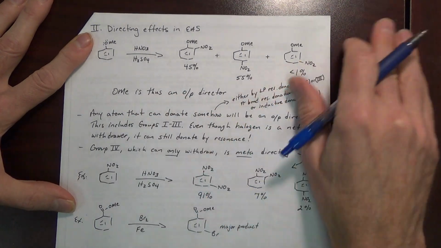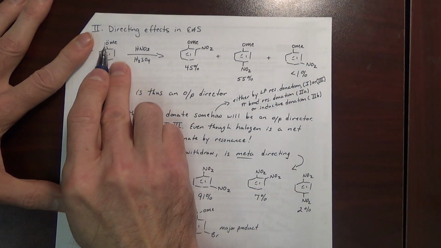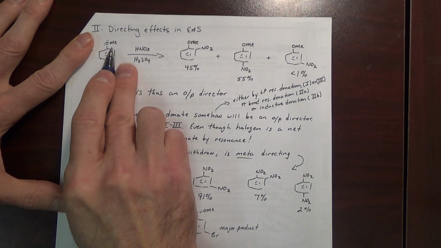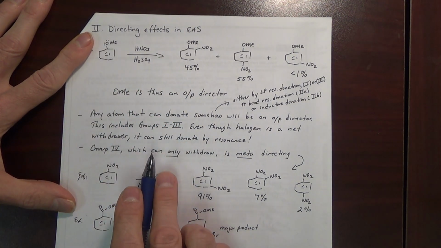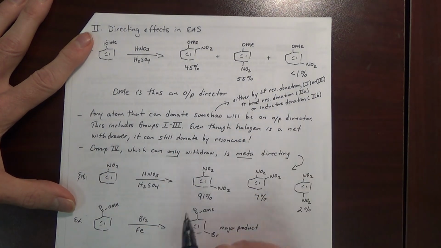Now, we'll need to look at each type of common group that may be on the benzene ring or any aromatic ring to keep it more general. And we need to determine if they are ortho-para directors or some other director.